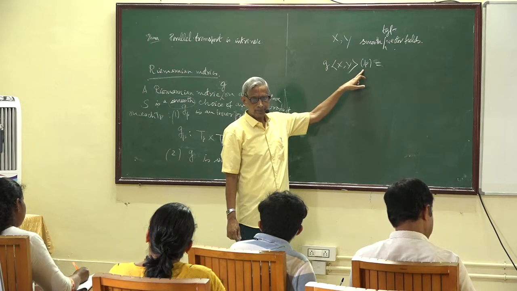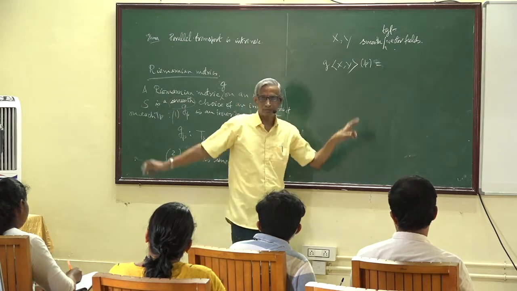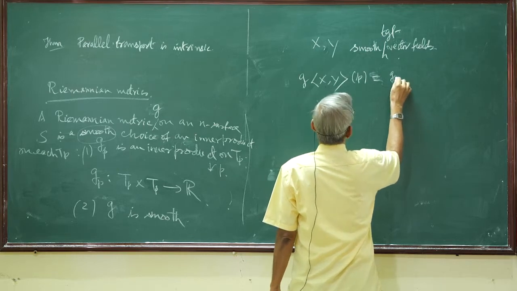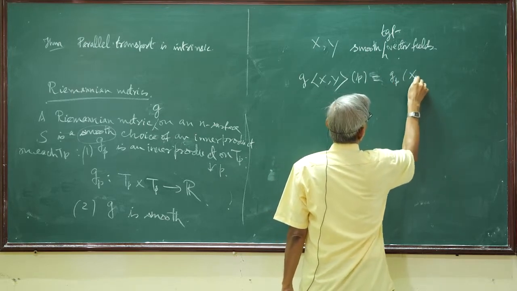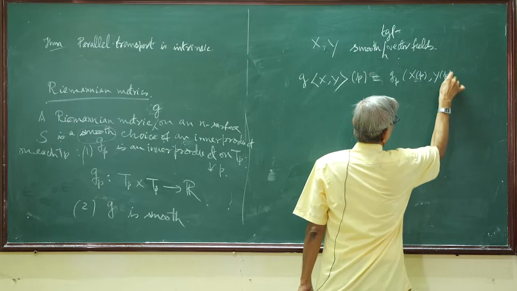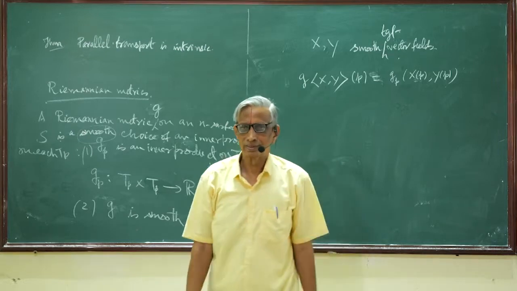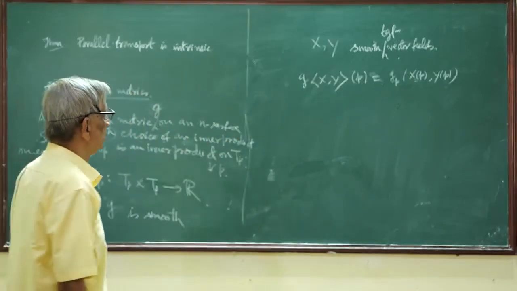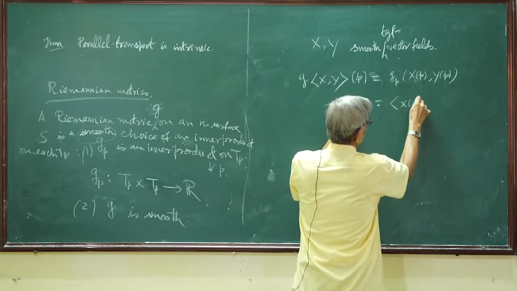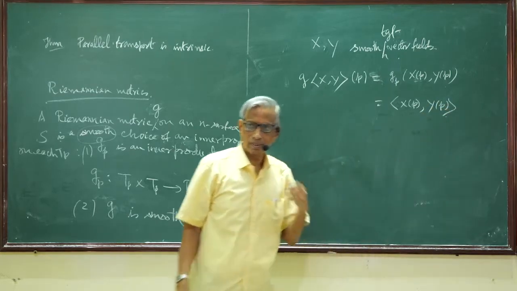So at each point P, x_p is a tangent vector, y_p is a tangent vector, so that gives the inner product there. How do you write? You write x sub p or x like this, whatever, okay? So what is this? This is nothing but the inner product on the tangent space, okay?